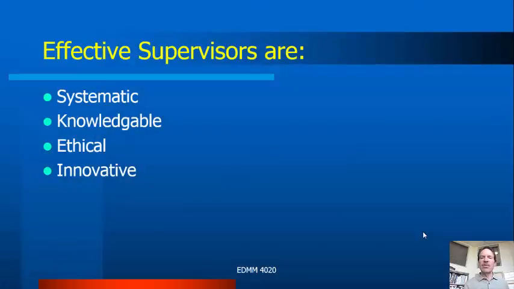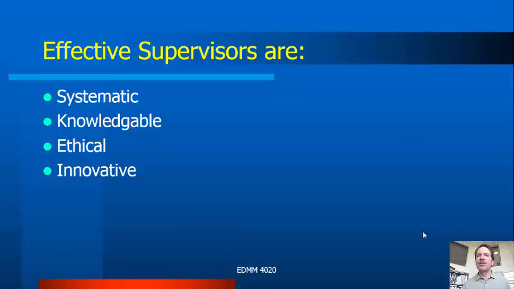But what are characteristics of effective supervisors? We see four of them here. That supervisors that are effective are systematic. They make decisions and take actions that follow a set of procedures and are consistent.